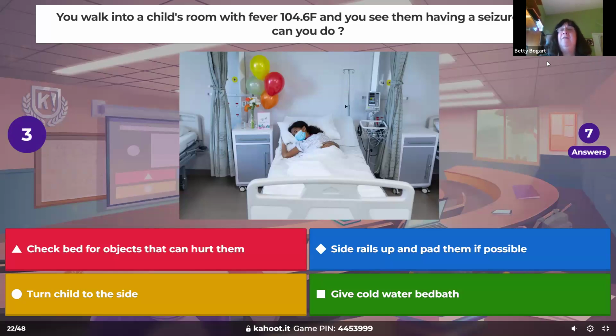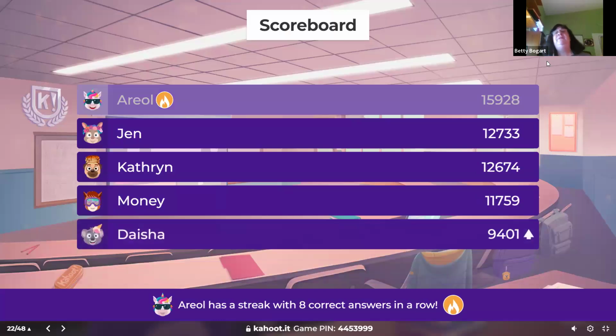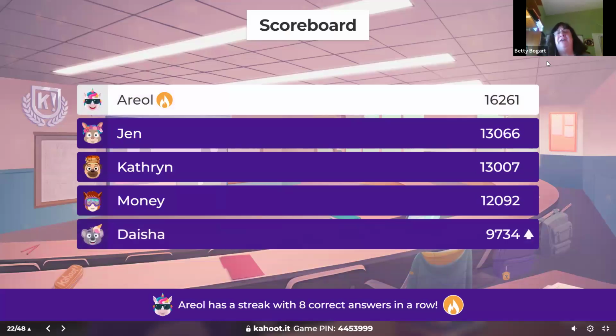So remember, anything to do with seizures, it's always about protection, safety, safety. Turn them, clear the objects, side rails up, pat them, and of course, monitor what's going on.